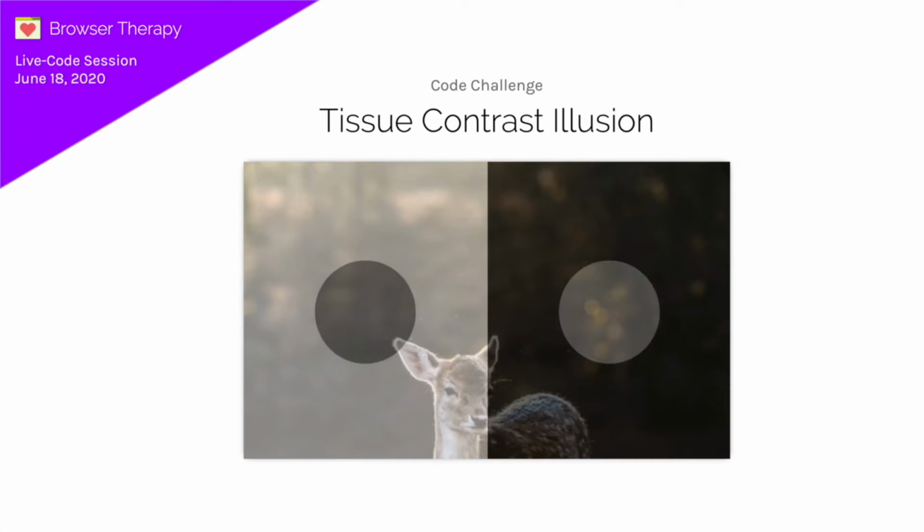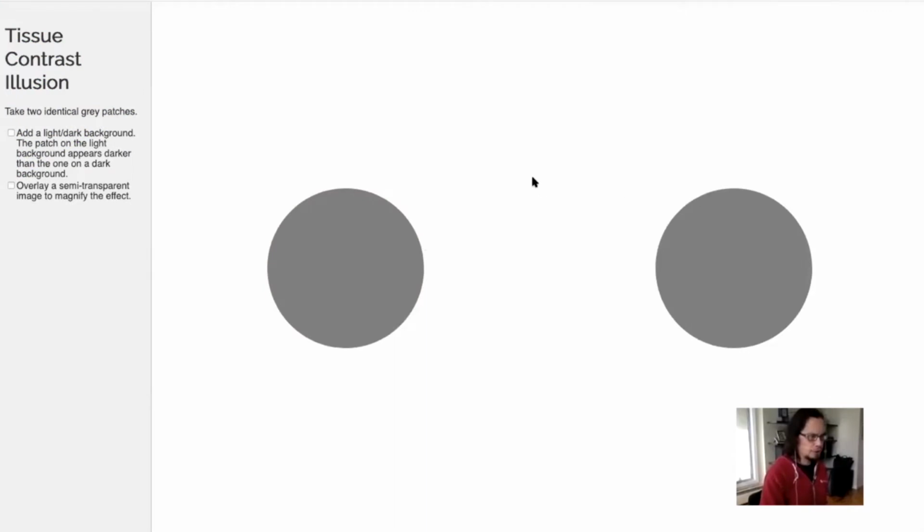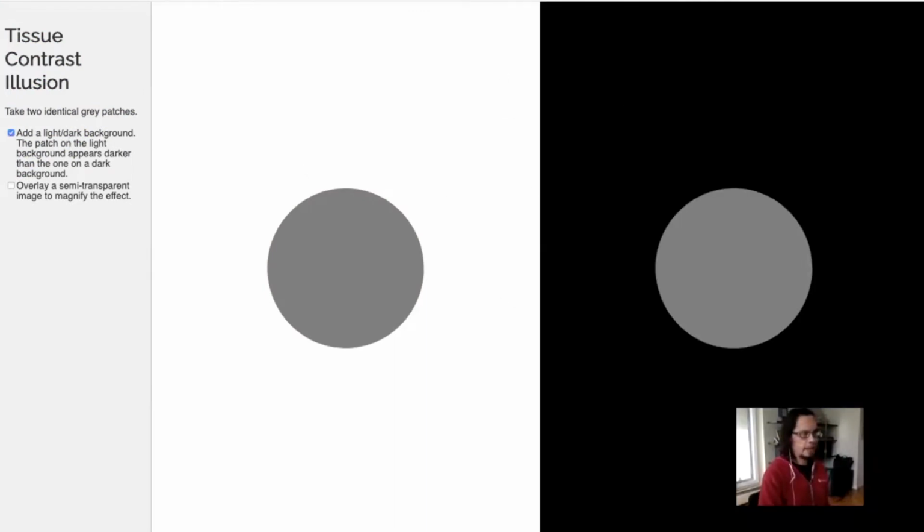So this is kind of what we're going to be building today. We'll start off with 2 circles, and then we add a dark background on one side of them. The whole point of this thing is the illusion.